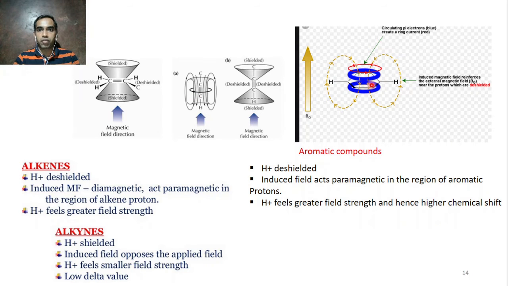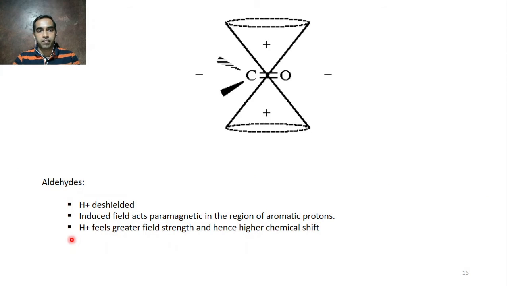So this is in case of aromatic rings. You can see here, the ones in the outside area are getting de-shielded because they are in the direction of the applied magnetic field. So this is what happens with alkenes, alkynes and aromatic compounds. In case of aromatic compounds, H plus is de-shielded; alkenes de-shielded, here it is shielded. And in case of carbonyl also, H plus is de-shielded, so it goes downfield, 9 to 10.